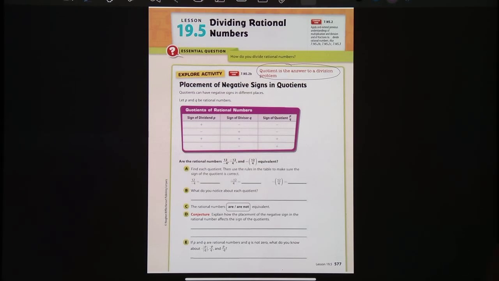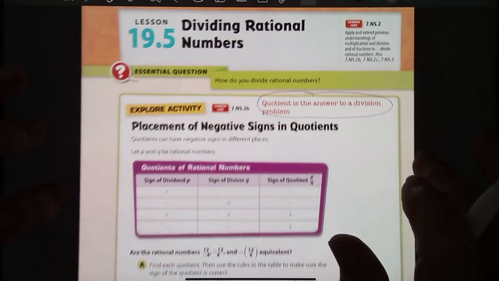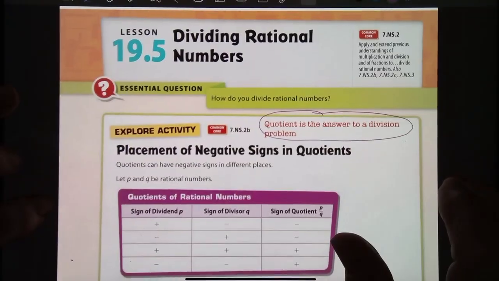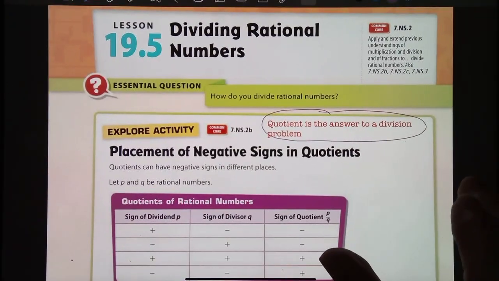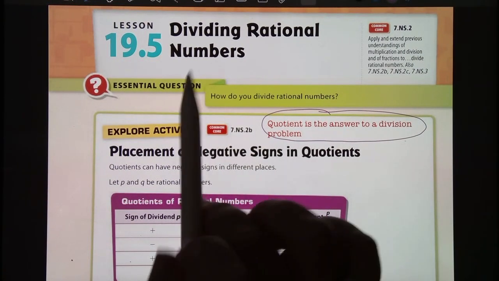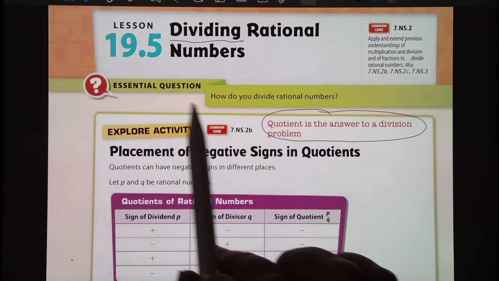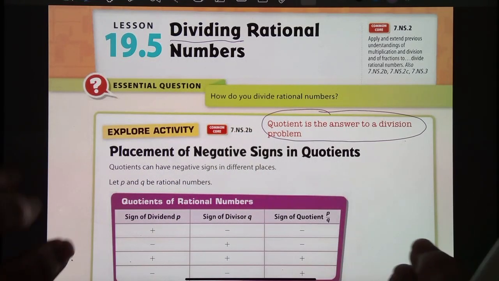Hey, so today we're going to work on lesson 19.5, which is the same as lesson 3.5. And I think you are going to find that today's lesson is very much like our lesson 19.4, which was multiplying rational numbers. So today we are dividing rational numbers. Our essential question is, how do you divide rational numbers?